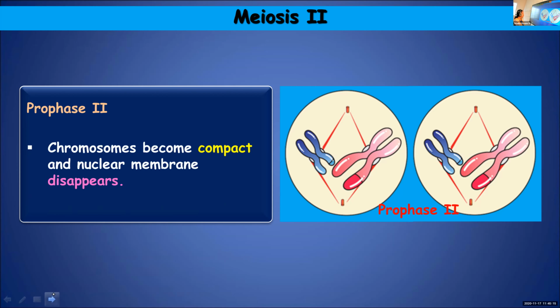So in prophase 2, now you know why 2 daughter cells are shown. Because at the end of first meiotic division, you get 2 daughter cells, a dyad of cells. Each of them will be entering into prophase 2. As in any other case, prophase stage is characterized by the condensation of chromosomes. Chromosomes become short, compact, and the nuclear membrane will be disappearing as prophase stage proceeds. Both the daughter cells undergo prophase 2.